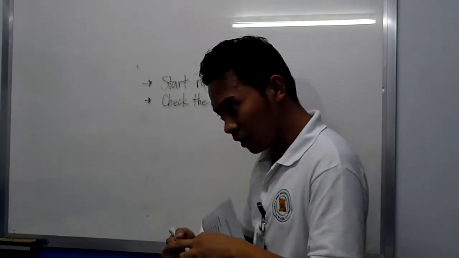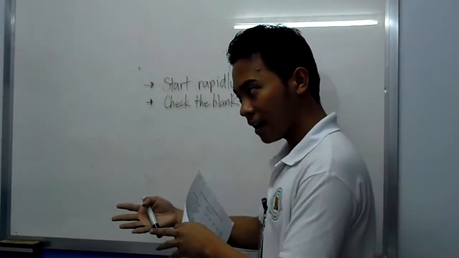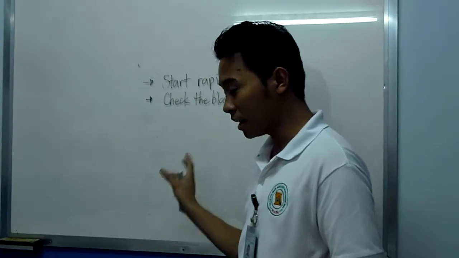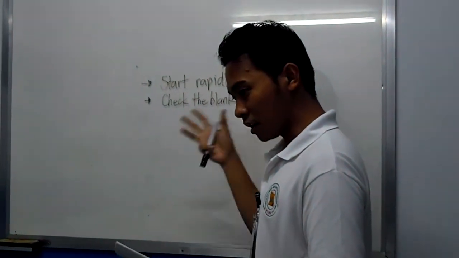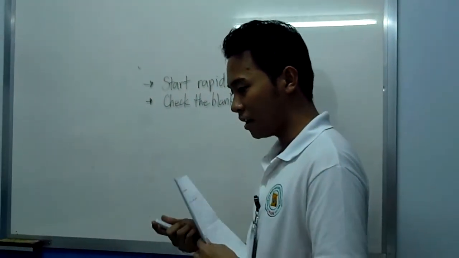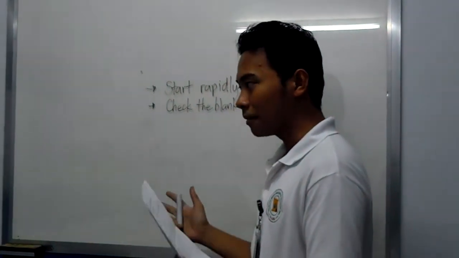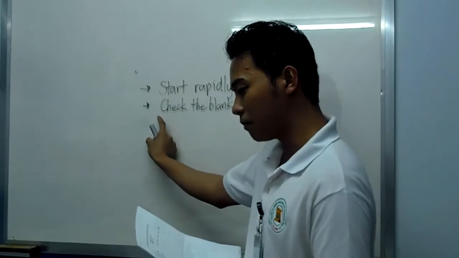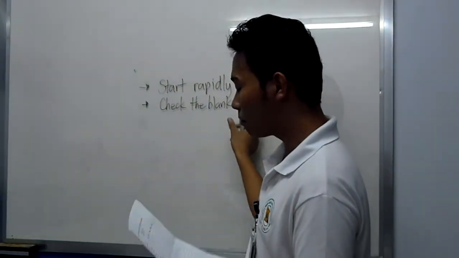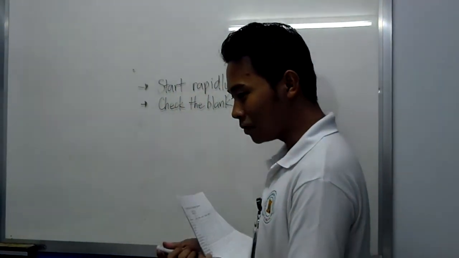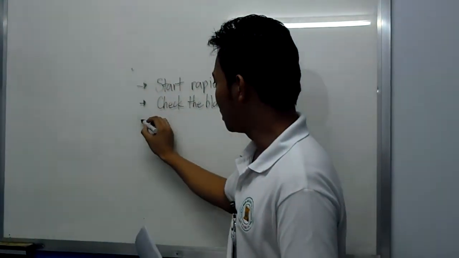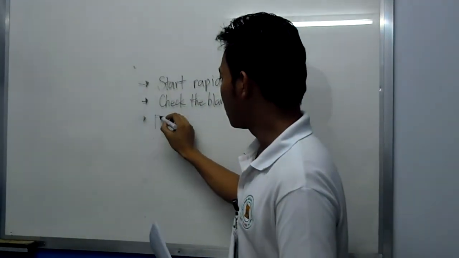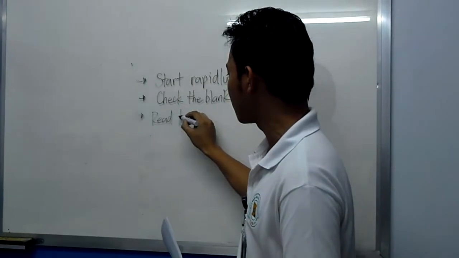Okay, check the blank. Check the word before the blank and after the blank. By just checking those words, you can identify which word is the answer sometimes. But there are times where you know the word before the blank and after the blank, but still the answer is confusing. So when it's still confusing, read the whole sentence.